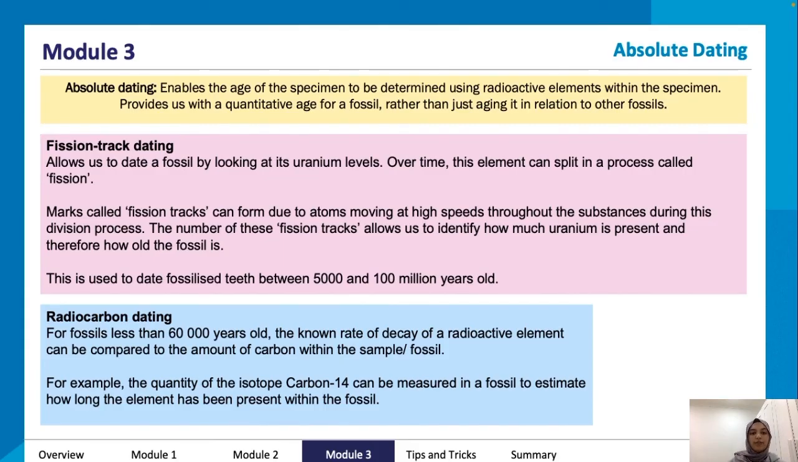This is used to date fossilized teeth between 5,000 and 100 million years old. Whereas radiocarbon dating is for fossils less than 60,000 years old: the known rate of decay of a radioactive element can be compared to the amount of carbon within the fossil sample. For example, the quantity of the isotope carbon-14 can be measured in a fossil to estimate how long the element has been present within the fossil, and then we can conduct radiocarbon dating.